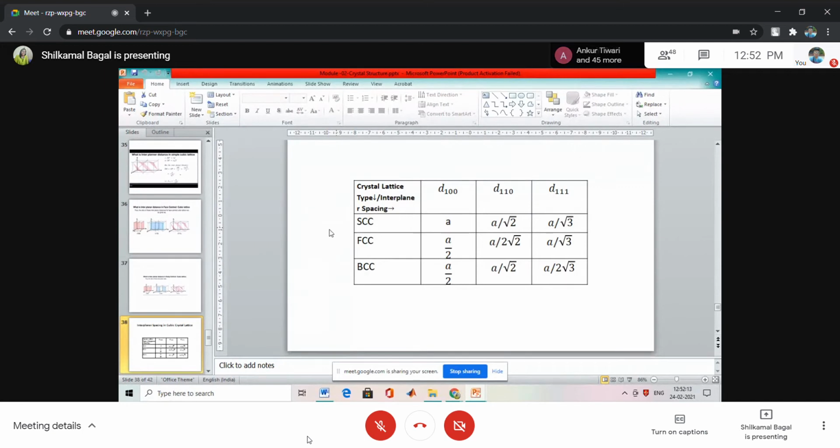Okay. So from our formula d is equal to a upon root h square plus k square plus l square. For d100, for SCC d will come a. Then for d110, by the same formula, for SCC this d will come a upon root 2. For d111 plane, for SCC, by the same formula, d will come a upon root 3.